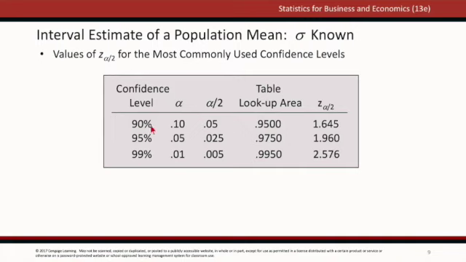So for the confidence level 90%, C alpha over 2 is 1.645. For the confidence level 95%, C alpha over 2 is 1.96. And for the confidence level 99%, C alpha over 2 is 2.576. Now these values C alpha over 2 are in some texts referred to as critical values.